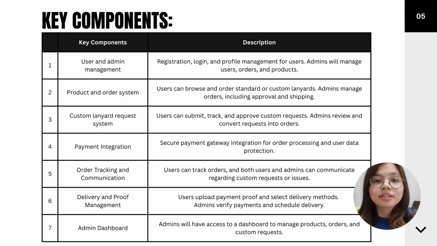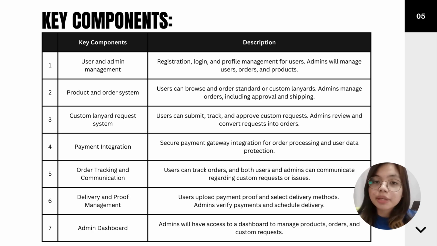The second is the product and order system. The users can browse and order both standard and custom lanyards. And on the admin side, they can approve, process, and manage shipping. Third is the custom lanyard request system, which allows users to submit customization requests, and admins review these requests and convert them into official orders once approved.